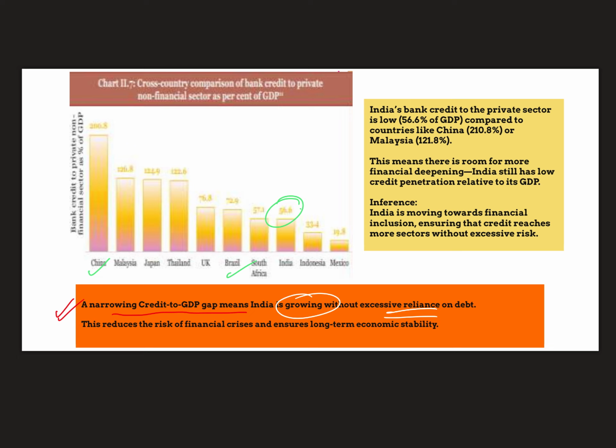See, this is a double-edged sword. India's bank credit to the private sector is low. It is just 56.6% of GDP, compared to other countries like China, which is aggressively lending to the private sector. This means there is still room for financial inclusion and credit penetration relative to GDP. So we have to move towards financial inclusion. This can be used as one of the metrics. There can be a question in prelims. You can also use these statistics to prove your point in mains. Cross-country comparison: India still has a relatively low credit to the private sector compared to countries like Malaysia and China. You can use this point.